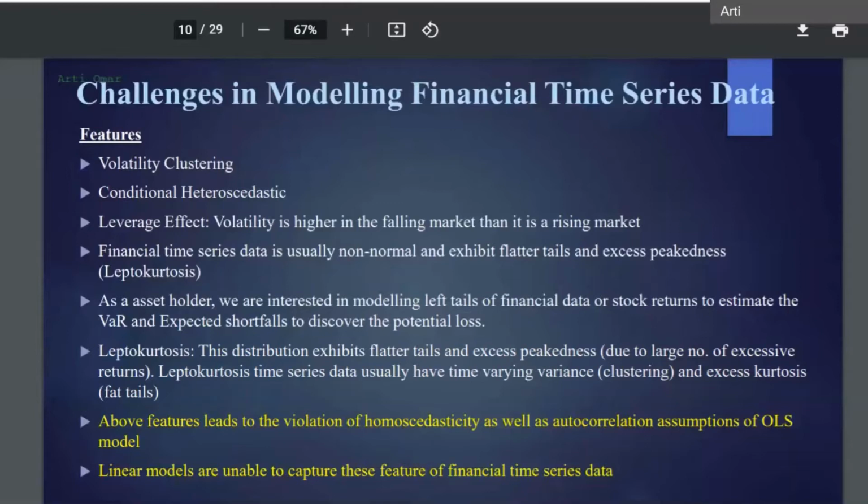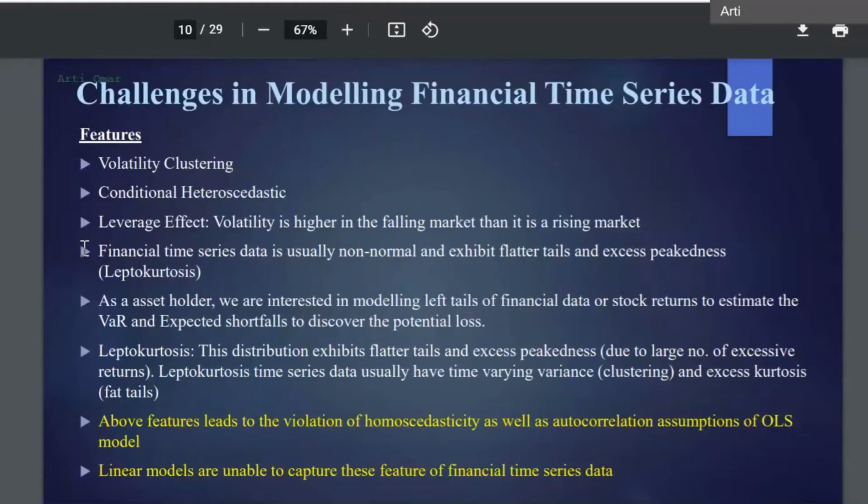Then financial time series data is usually non-normal, and it exhibits flatter tails and excess peakedness. That is called leptokurtosis. Most time series data are not normally distributed. Normality is one of the properties that we assume for time series data, which is actually not true. Leptokurtosis means the tails are flatter and they have excess peakedness. Once I take you through the example, I'll give you the graph and other things, so you will visualize and understand what it is.